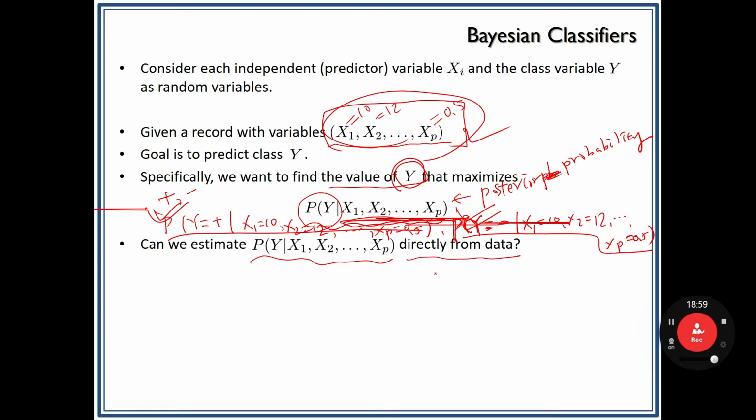Then the question is, can we estimate this posterior probability, this conditional probability, directly from our training set? The answer can be yes and no, but I would say no. It's very difficult to directly estimate this, especially for a large data set; having many independent variables is almost impossible. We will learn how to estimate this from the data set in the subsequent lecture slides.